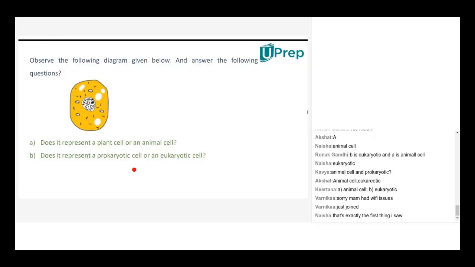When you observe any such diagram, first see whether you have a big nucleus or a big vacuole. Here you can observe a big nucleus and small vacuoles. So definitely that's an animal cell.